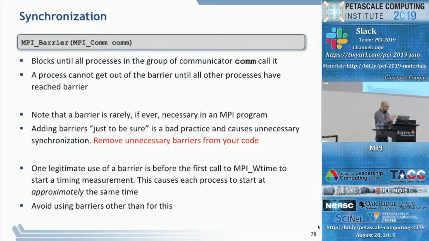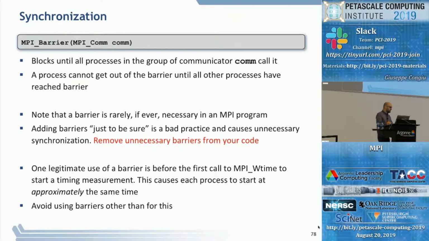So I told you that there are three classes of collective operations. Let's look at the first class, synchronization collective operations. This is the case of, for example, MPI barrier. MPI barrier is a collective operation that takes a communicator and synchronizes all the processes in that communicator. The function call blocks until all the processes in the communicator have entered the barrier. So if a process enters the barrier, it cannot leave the barrier until all the other processes have also entered the barrier.